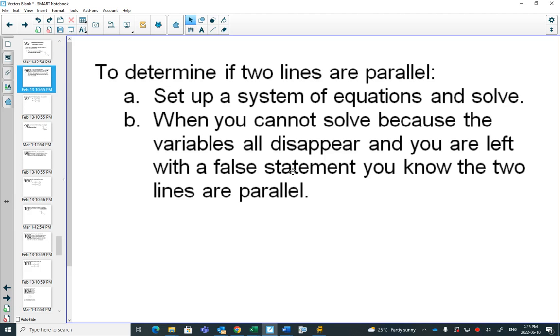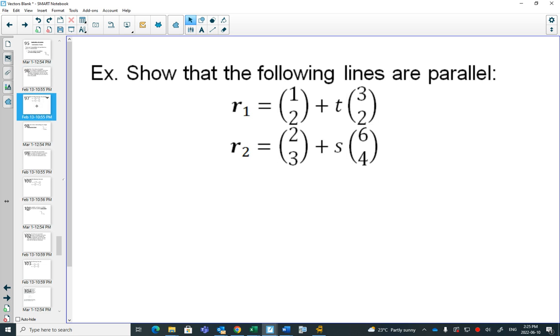So what we're going to do is set up our system of equations to solve like we would normally to find an intersection point. But when you try to solve, all the variables are going to disappear and you will get a false statement, like 5 is equal to 3, which is false. Okay? So sometimes people say, well, isn't it enough just to notice that they're parallel?